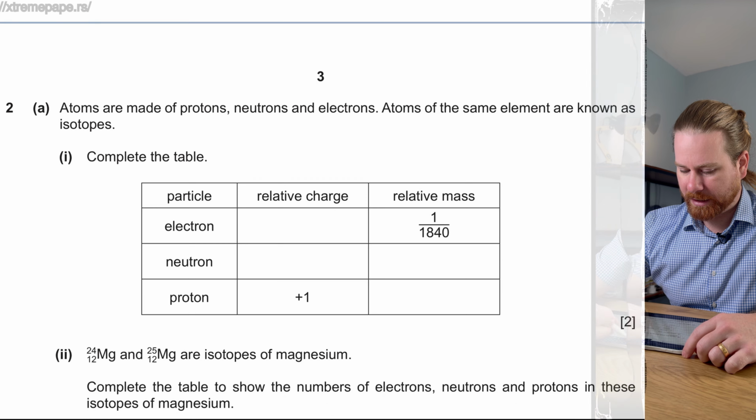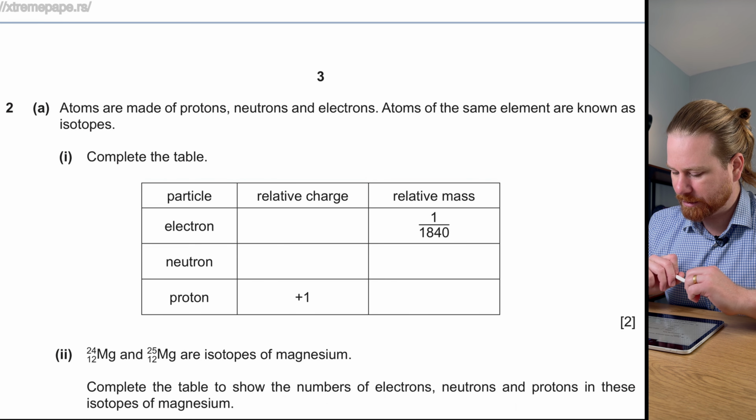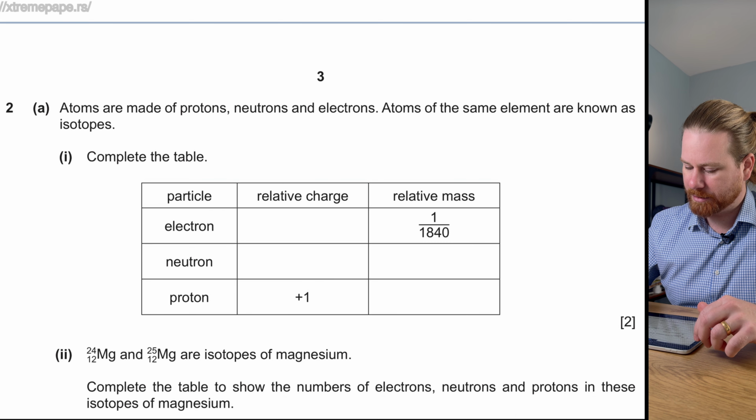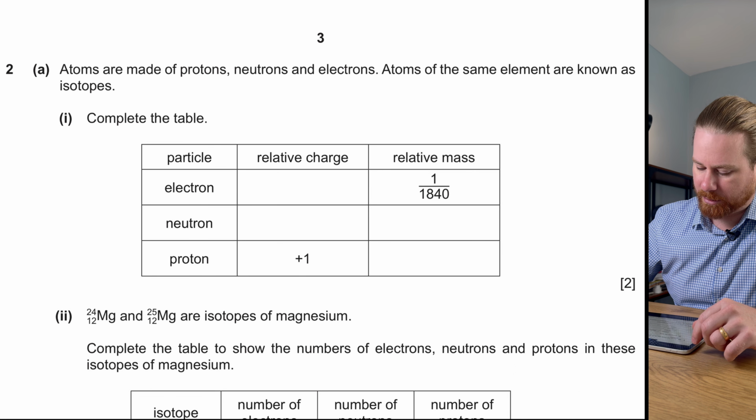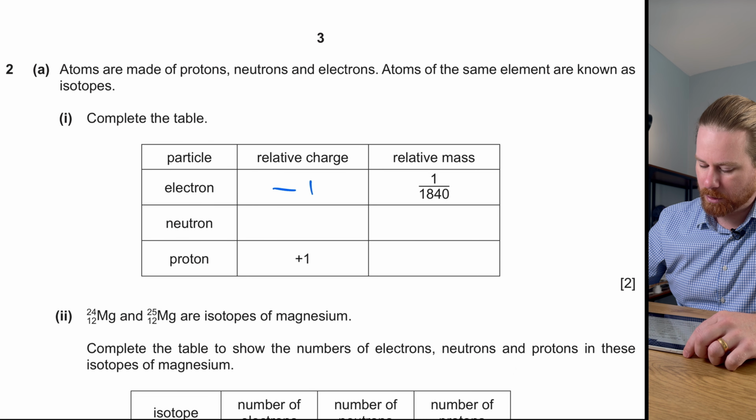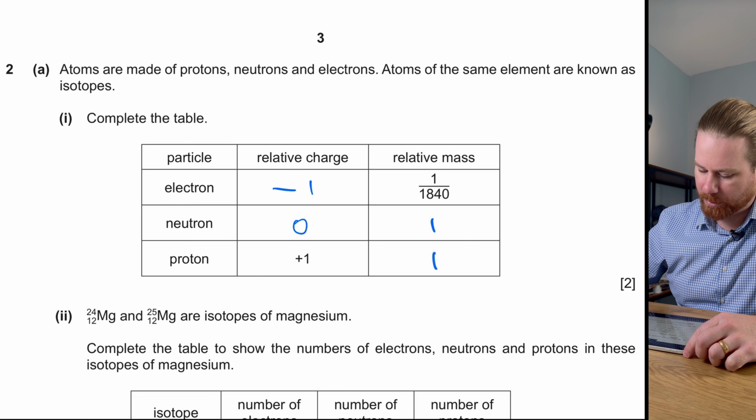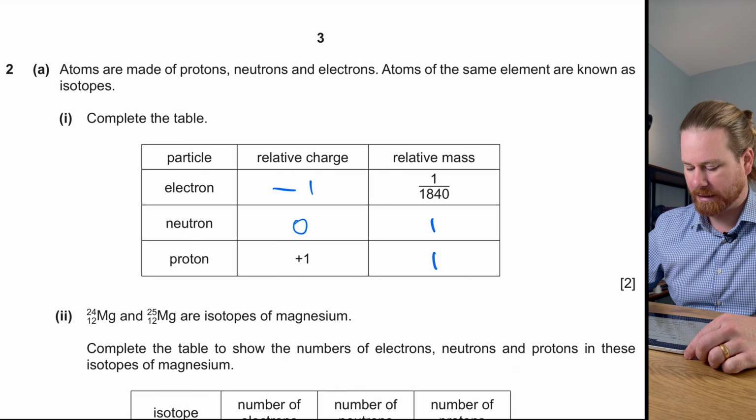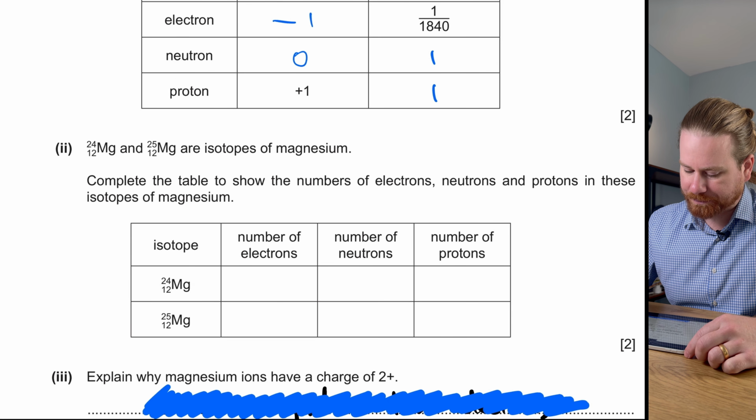Alright, so what do we have here? Atoms are made of protons, neutrons and electrons. Atoms of the same element are known as isotopes. So I can fill this one out nice and quickly. An electron is -1, a neutron has no charge, but both a neutron and a proton have a mass of 1. This is all very basic stuff. You should be very happy with filling that out.